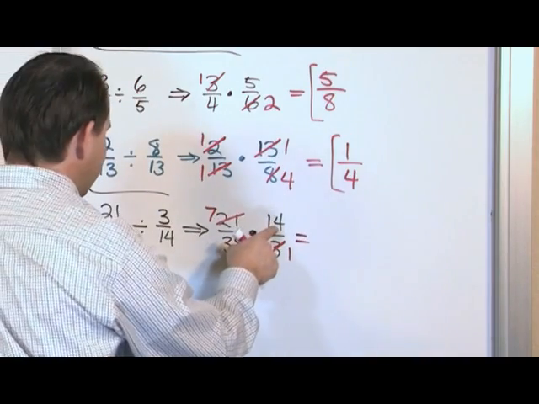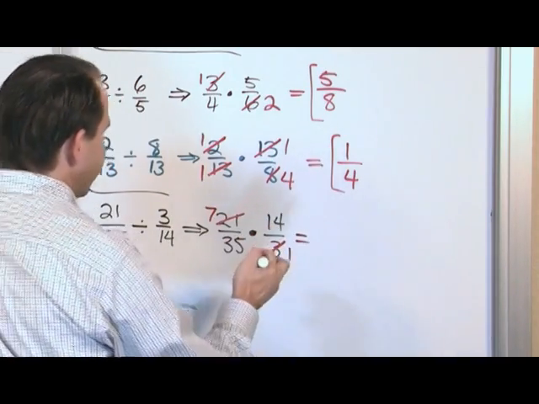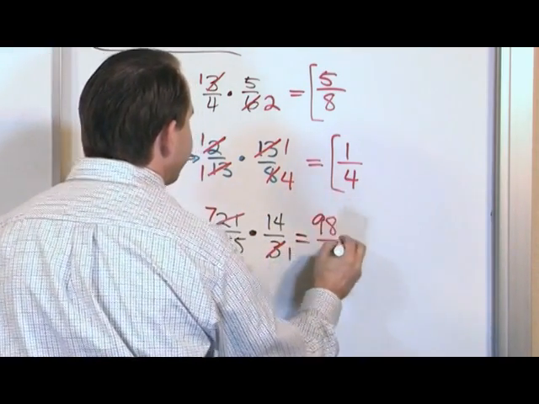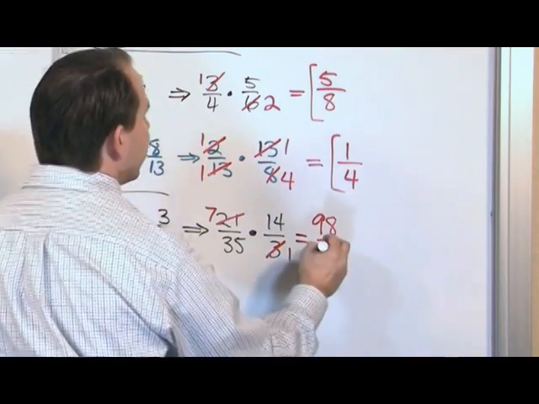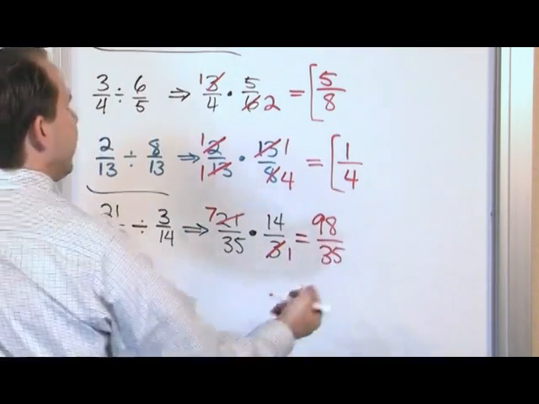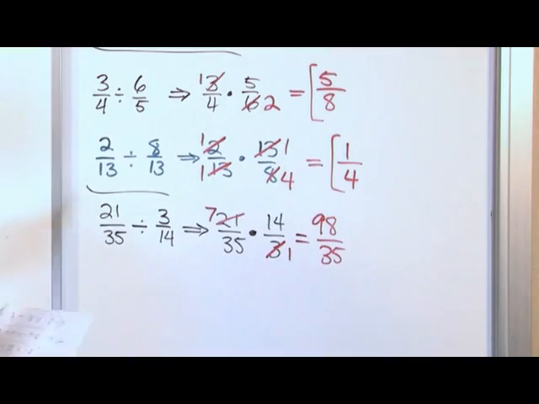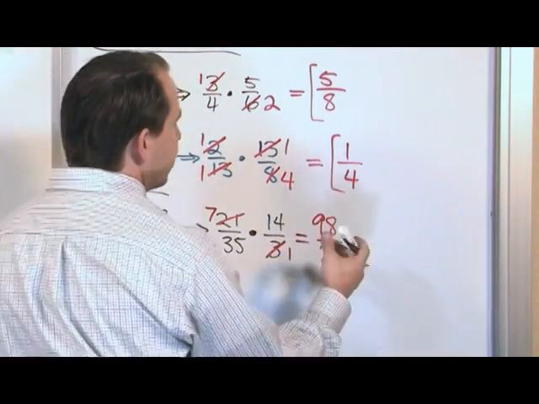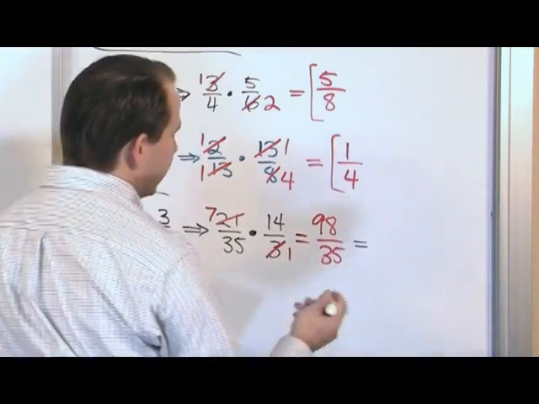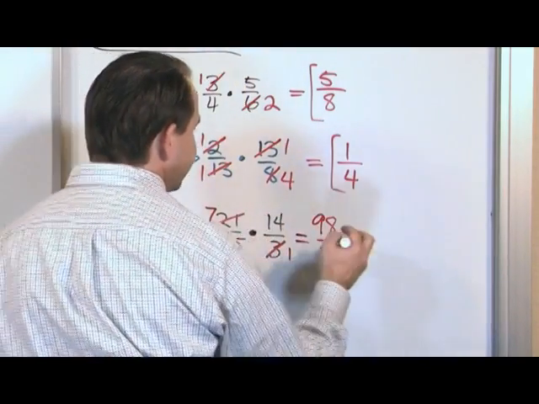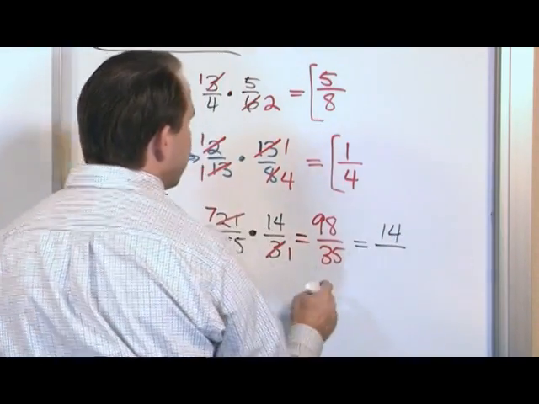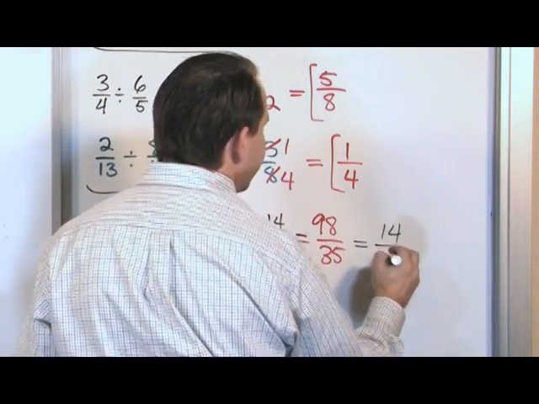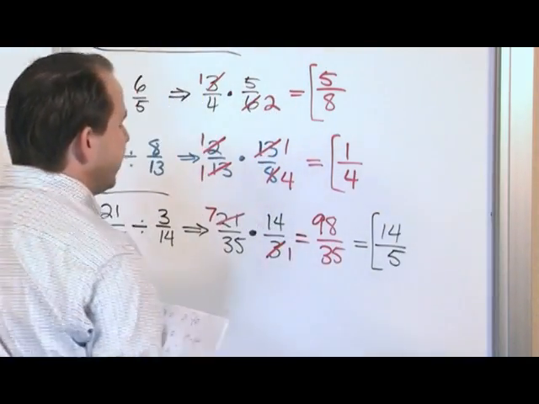7 times 14, you'll do that by hand or in your calculator, and you'll get 98 on the top. On the bottom, 35 times 1 is 35. So you're left with this, and then you'll have to look and see if you can simplify that. And if you play around with that long enough, you'll realize that you can simplify it by dividing by 7, right? 98 divided by 7 is 14, and 35 divided by 7 is 5. So the answer is 14/5.